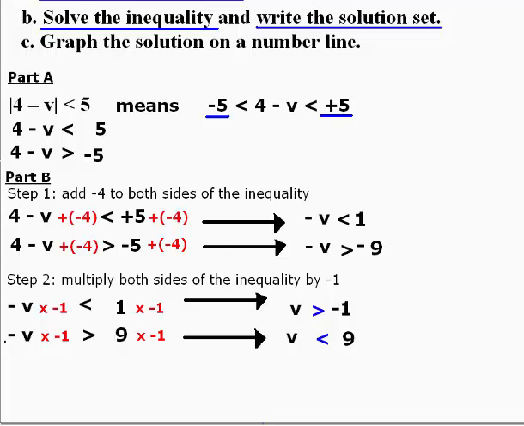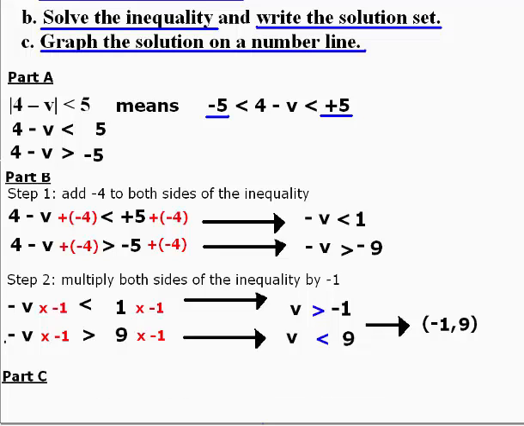The second part of question B asks us to write the solution set. In other words, it's asking us to define the parameters of the values for which the variable v holds true. Given that this is an inequality, we will use open brackets to reflect the fact that -1 and 9 are not included within the variable's values. That is, v is greater than -1 but less than 9.